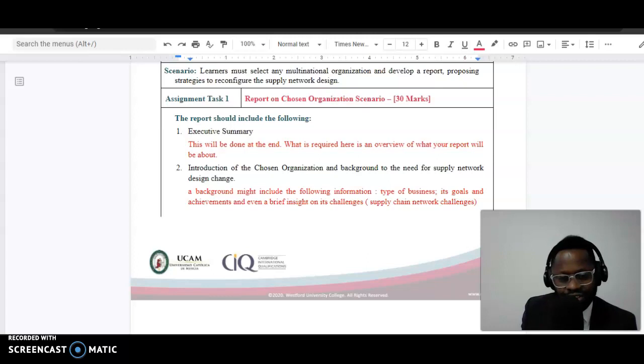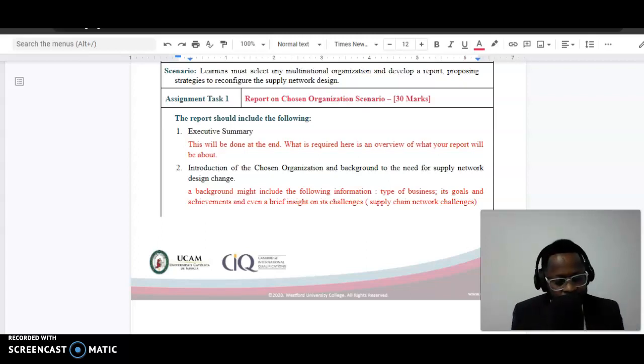So the executive summary will be done last, more or less. This is an overview of the particular task. And when I say overview, I'm talking about it's like an abstract then. Just giving some very brief insight of what your task would have covered, highlighting the major themes in that task. All right, so this task would have spoken about supply chain networks and challenges that supply chain networks would have faced, and so on.